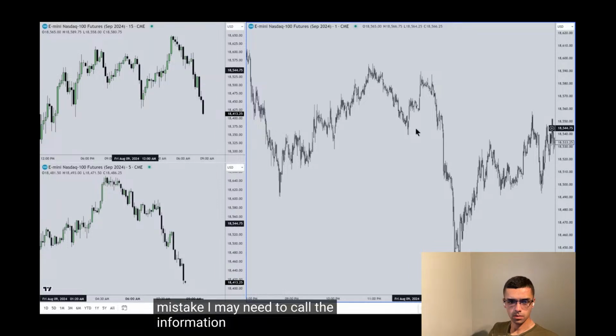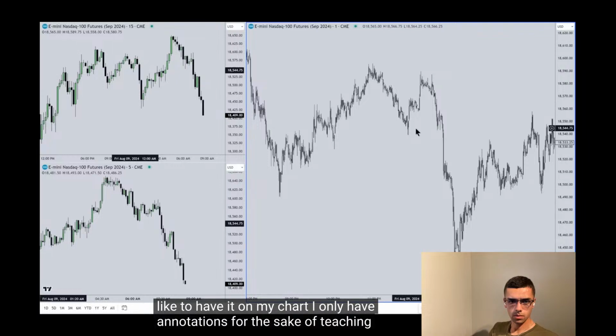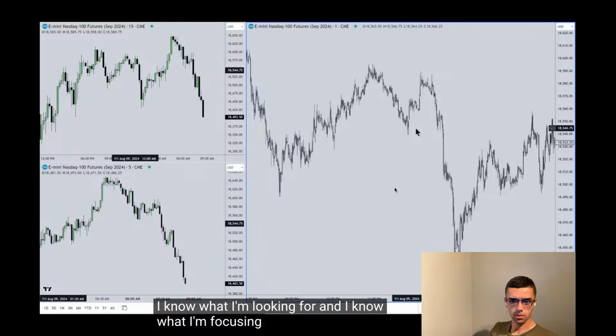the information back onto the chart. I don't like to have it on my chart. I only have annotations for the sake of teaching you. I know what I'm looking for, and I know what I'm focusing on for that particular session or that day. And I know the key levels because they're usually written on a piece of paper next to me.